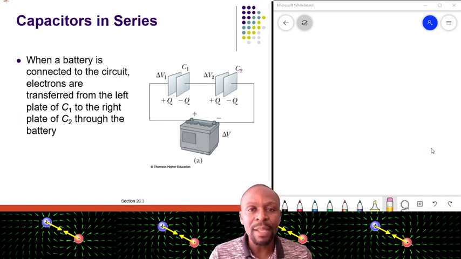Now let us also deal with capacitors in series. These are the capacitors in series, C1 and C2.